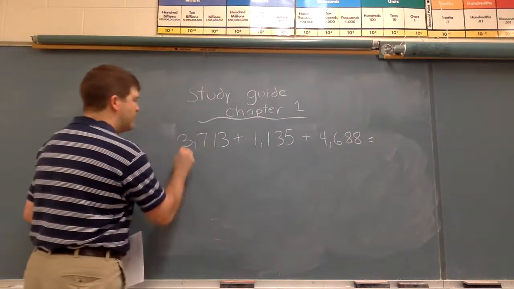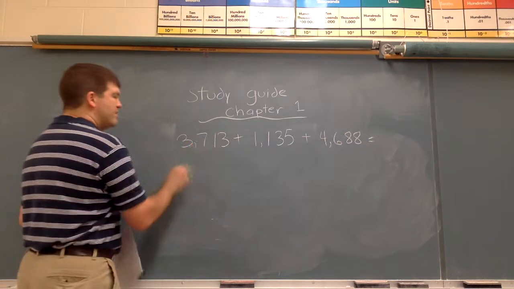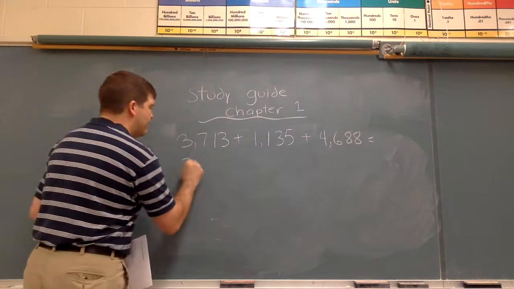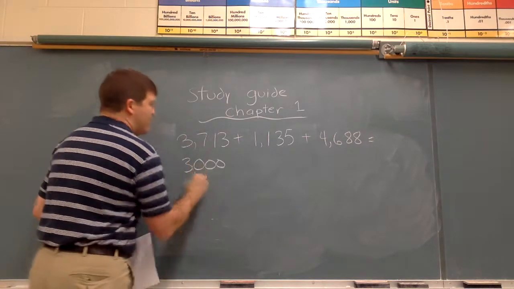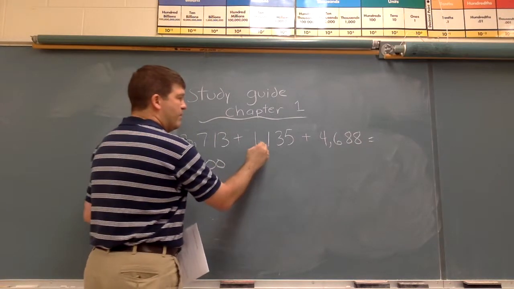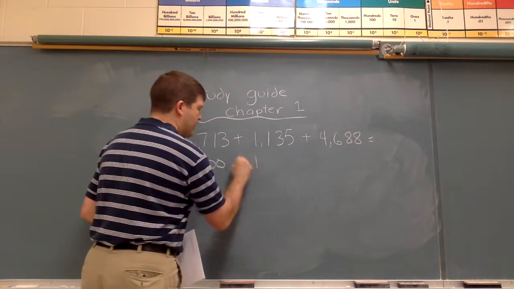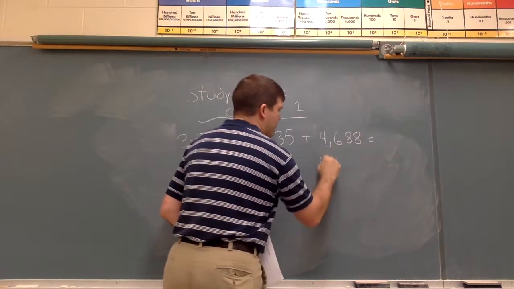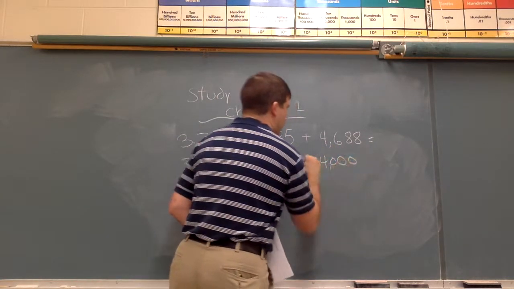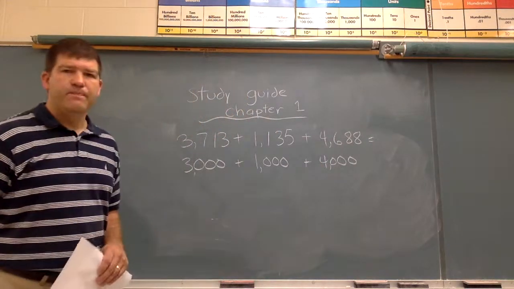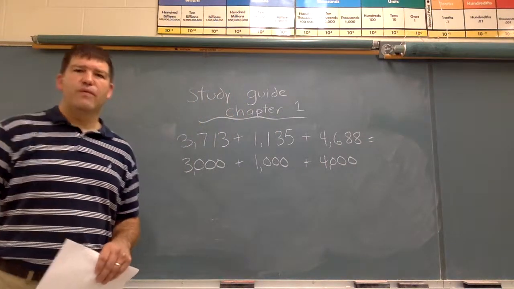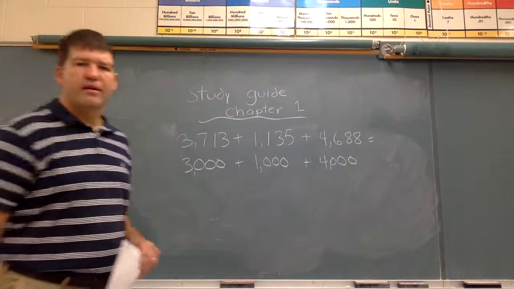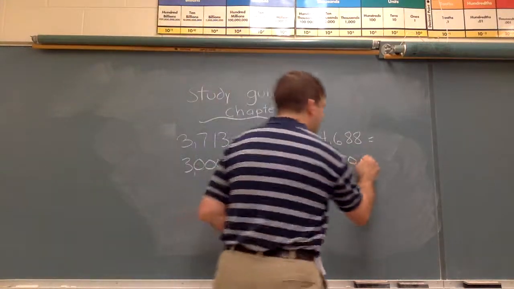So I'm going to start with my thousands. Don't even worry about this. It's just the front number. I have 3,000 here. My front number here, my thousands place, is 1. So I have 1,000 here. My thousands place is 4, so I have 4,000 here. And I add those three numbers together. 3,000 plus 1,000 is 4,000. Plus 4 more thousand is 8,000.